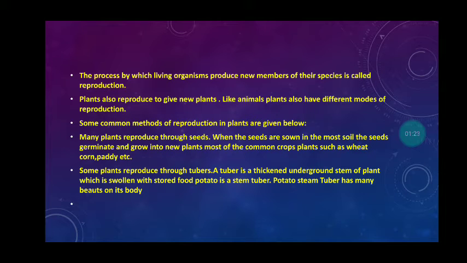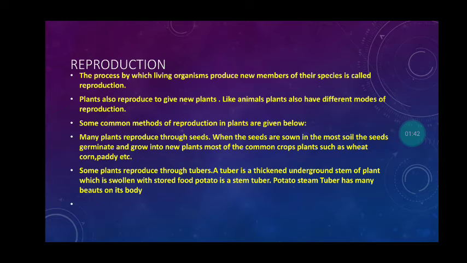Some plants reproduce through tubers. What do we mean by a tuber? A tuber is a thickened underground stem of the plant which is swollen with stored food. Potato is a stem tuber. A potato stem tuber has many buds on it.